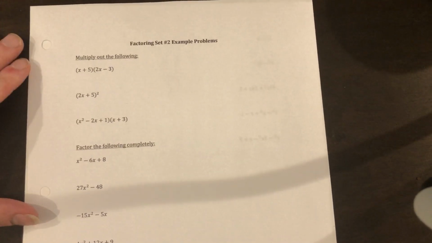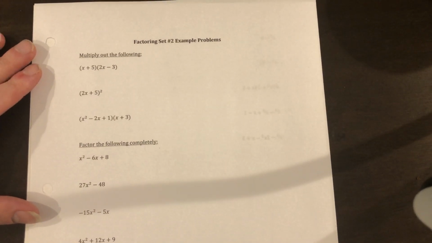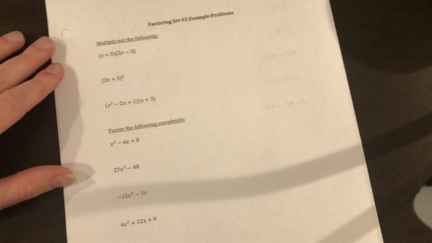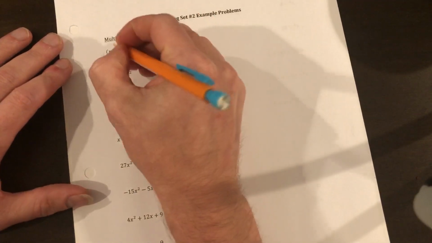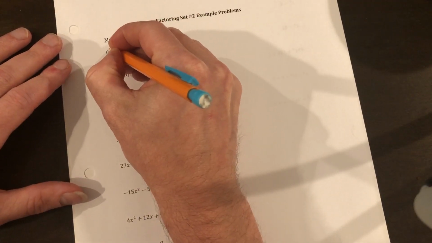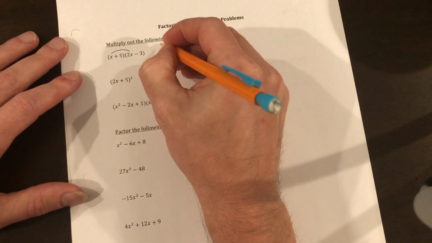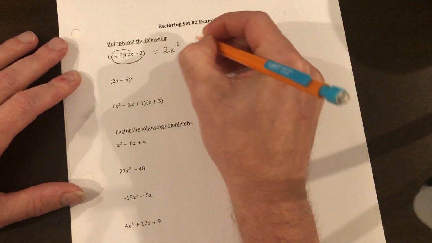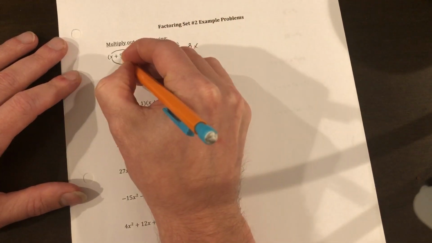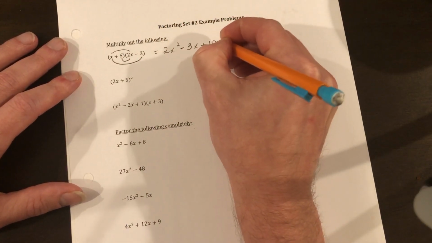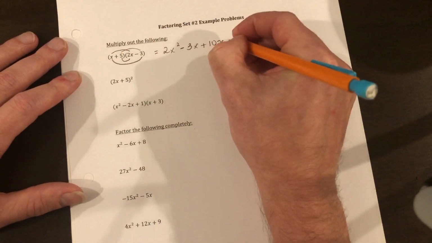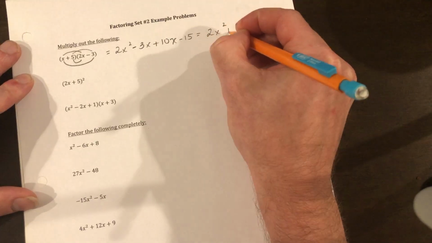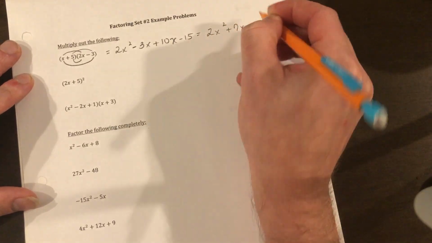Okay, guys, so this is going to be factoring set number 2 examples. So we're going to start off by FOILing out some expressions. Make sure we review how to do that. Okay, so FOIL is first, outer, inner, last, or you can use the box method. Either works for me. So 2x times x is 2x squared. Your outer terms, negative 3x. Your inner terms, 10x. 5 times negative 3 is negative 15. So we're going to combine our like terms in the middle, so we get 2x squared plus 7x minus 15.